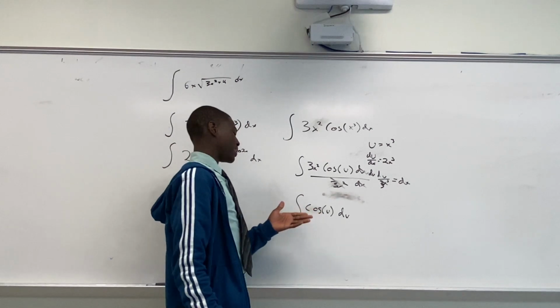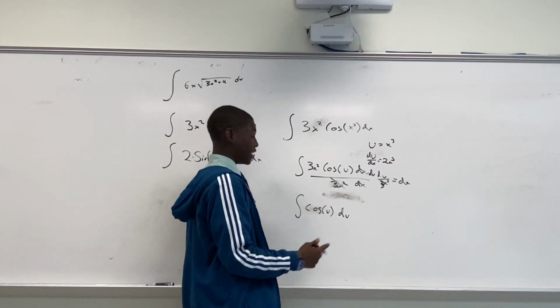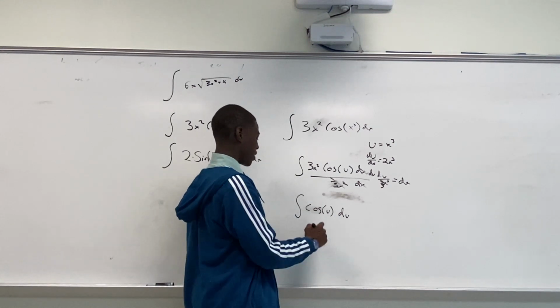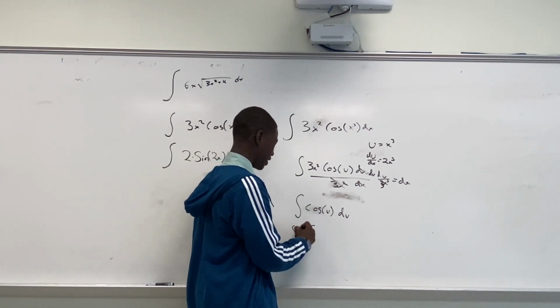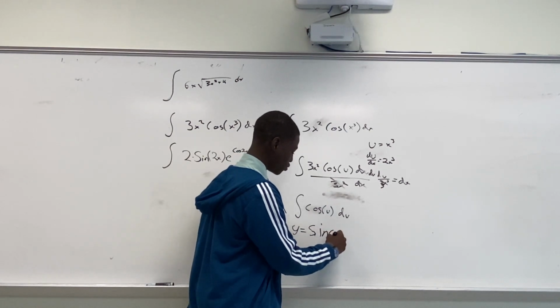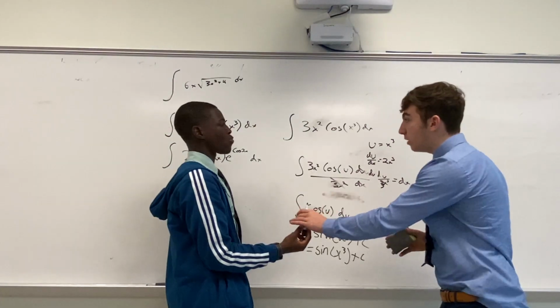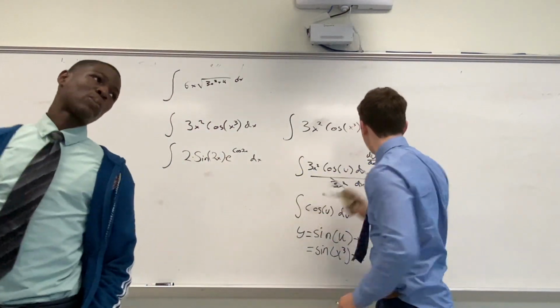If you want to differentiate sine of u, you get the cos of u. So to integrate it, since it's the opposite, all you have to do is just do y equals sine of u plus c. But the final question we're going to do is this question here.